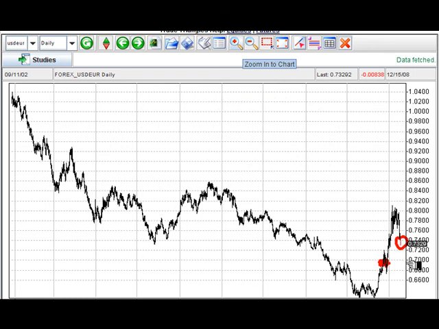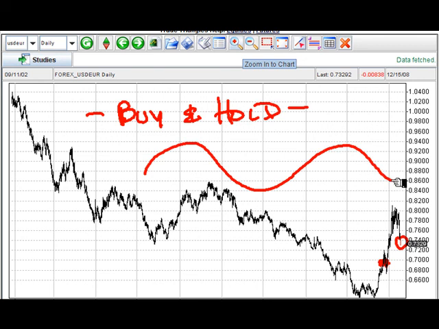And that's the important thing to remember. We've talked about this before in equities, but it's the same with currencies. Buy and hold is not the way to do this. You have to be able to move in and out of these markets, buy here, sell here, and you have to be able to do that to be successful, especially in foreign exchange.